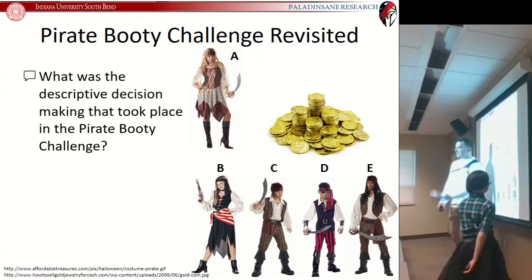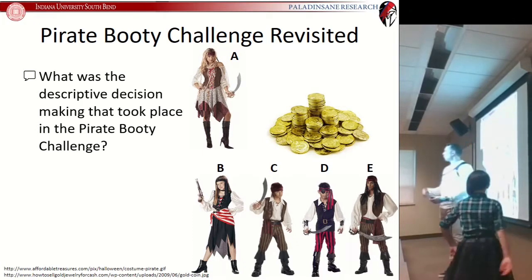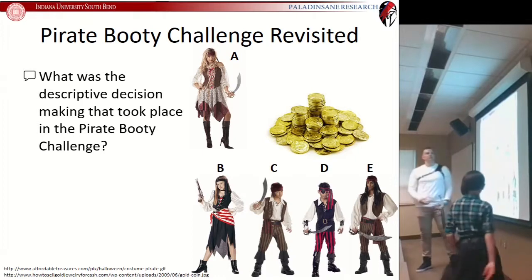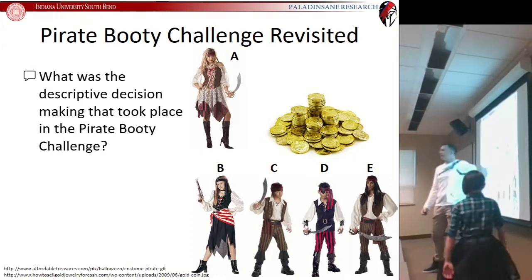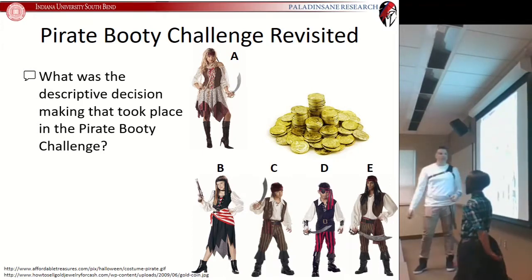Pirate B and D get 0 coins. Pirate C and E get 1 coin. That maximizes Pirate A's take. That is the prescriptive solution.